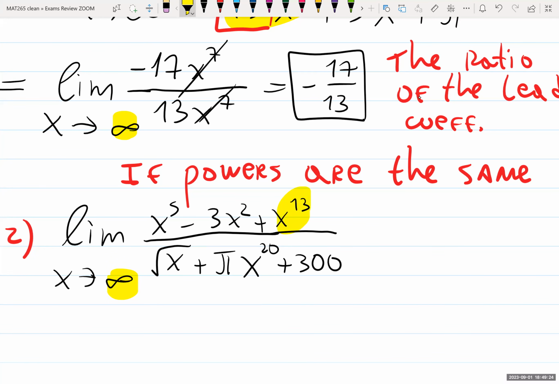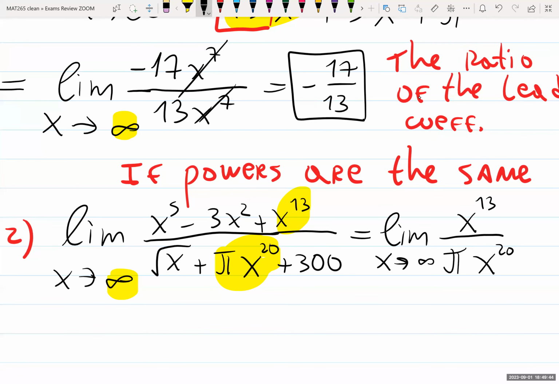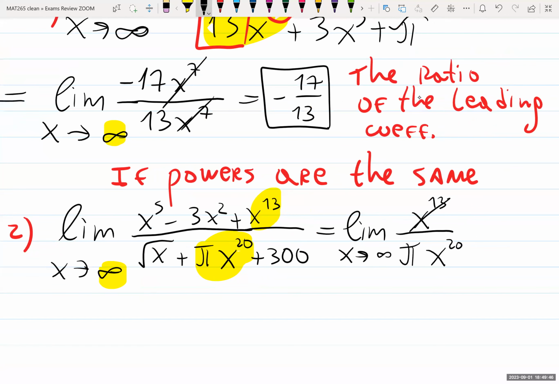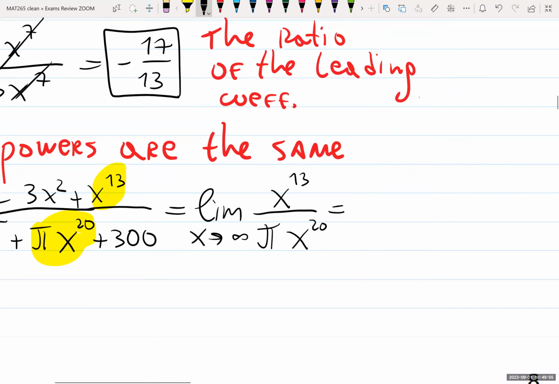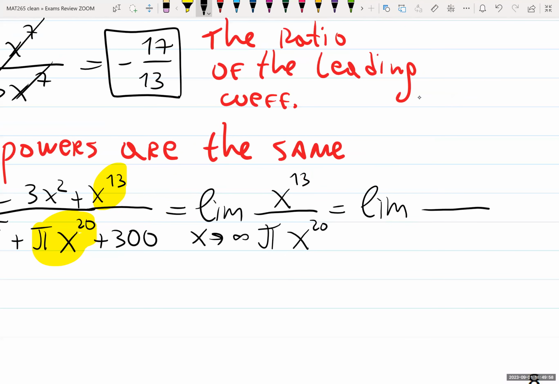So x to the 13 is the leader of the polynomial in the numerator. Pi x to the 20 is the leader in the denominator. So you legally can write down the equal sign, and usually I skip the step. I just write down the answer right away. So I teach my students to do the same, and that's why they are the fastest on the test in my class. They don't cancel, they simplify, and you end up with 1 over pi times x to the 7. Review the power rules.